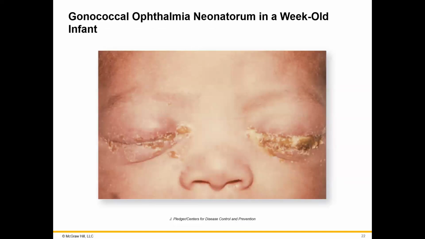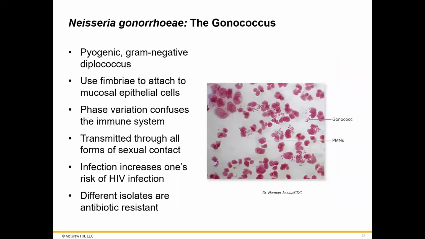This is an image of a baby that got the gonococcal infection. So Neisseria gonorrhoeae is the bacteria that causes this. And Neisseria gonorrhoeae got into the eyes of this baby. And if this is not treated early enough, then this can cause such bad inflammation of the eyes, it can cause blindness. And Neisseria gonorrhoeae is known as the gonococcus, whereas Neisseria meningitidis was the meningococcus.